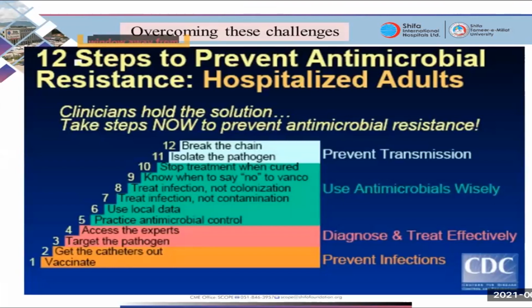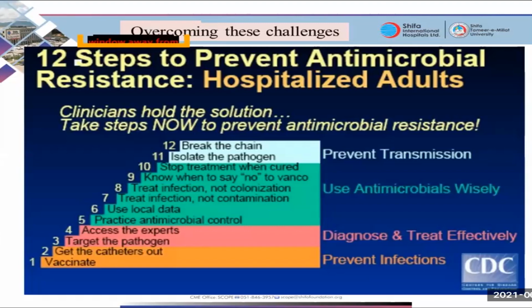CDC has already given its 12 steps to prevent the antimicrobial resistance in hospitalized adults. So the first step is to vaccinate. You get prevention from the diseases that can be prevented. Second one is to get the catheters out. So IV to oral switch is important, because if you're stopping the IV antimicrobials, you're removing the source of infection. And culture-based therapy is important. Then you access the experts. You get the right members in your team. You practice the antimicrobial control. You use your local data.